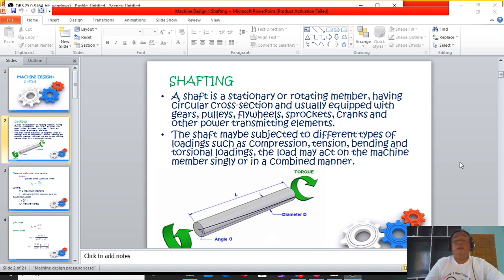Okay. So let us now consider the definition of a shafting. A shaft is a stationary or rotating member having circular cross section and usually equipped with gears, pulleys, flywheels, sprockets, cranks, and other power transmitting elements. The shaft may be subjected to different types of loading such as compression, tension, bending, and torsional loading. The load may act on the machine member singly or in combined manner.